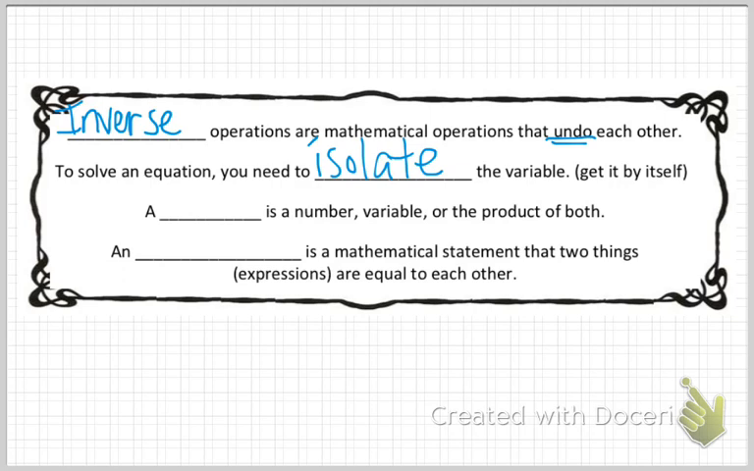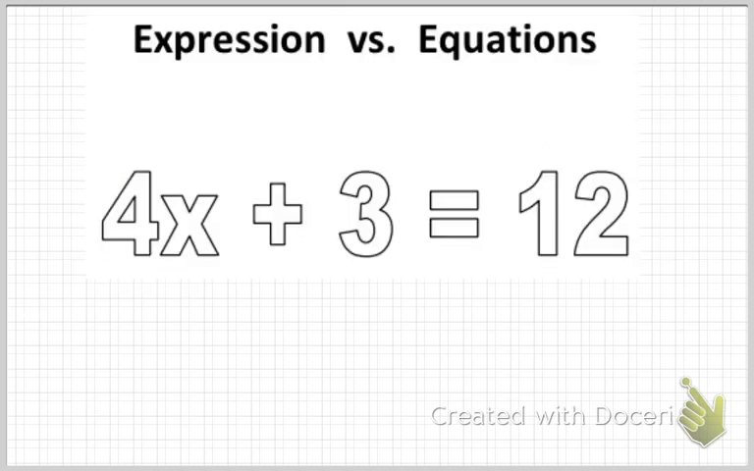Isolate. You're also going to hear me say the word term. It's sometimes a number, a variable, or the product of both. And an equation is a mathematical statement that two things are equal to each other. We talked about expressions a lot. Now we're bringing in equations. What do all these words mean? So let's review a little bit expressions versus equations.